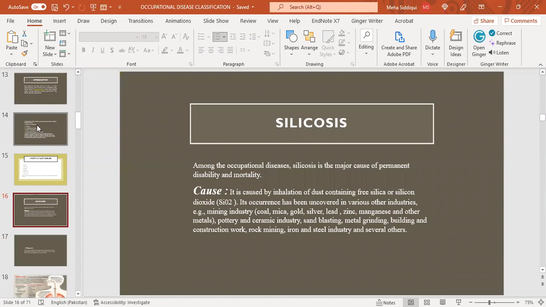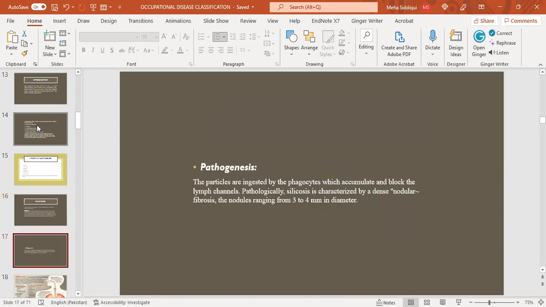First up, silicosis. Among the occupational diseases, silicosis is a major cause of permanent disability and mortality. It is caused by inhalation of dust containing free silica or silicon dioxide. Its occurrence has been uncovered in various industries, for example, the mining industry, that is of coal, mica, gold, silver, pottery and ceramic industry, sandblasting, metal grinding, building and construction work, rock mining, iron and steel industry, and several others.